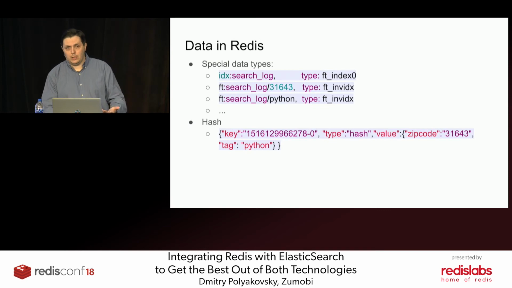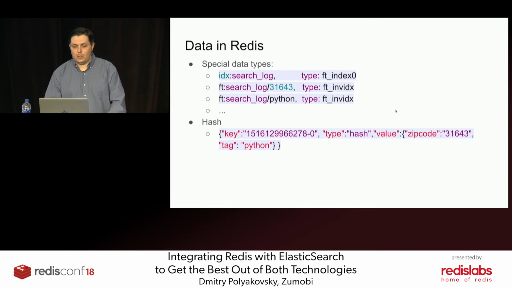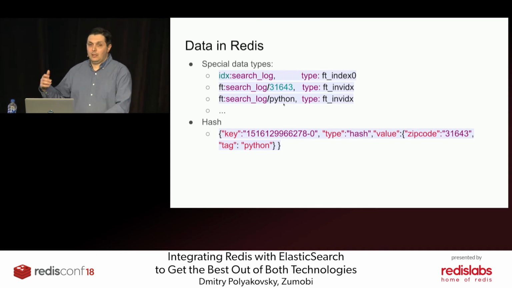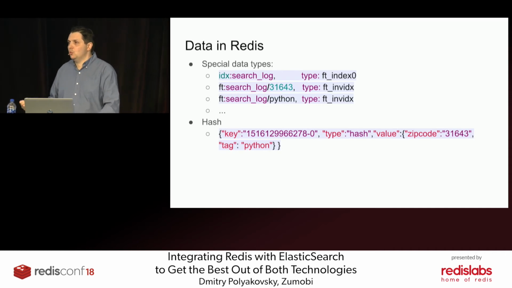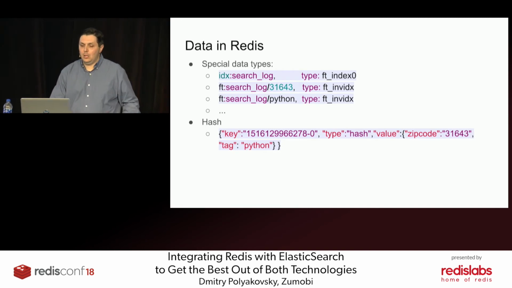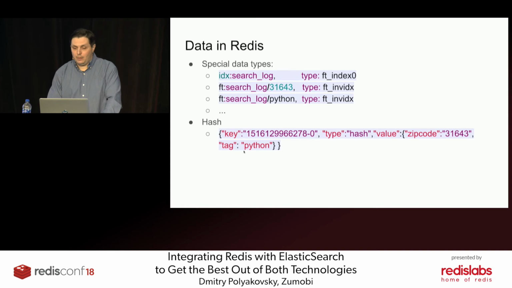In Redis, data looks like this. RediSearch on its own will create a couple of special data types. One is called FT index, and one is called FT inverted index. So each term that you search, like a zip code or technology tag, will become a key, and that will contain references to which documents it lives in. And optionally, you can tell RediSearch to store the content of a document. For that, it will use a plain Redis hash. So here it is. I have my hash with a key, timestamp dash 0 sequence number, and the value is zip code and tag Python.